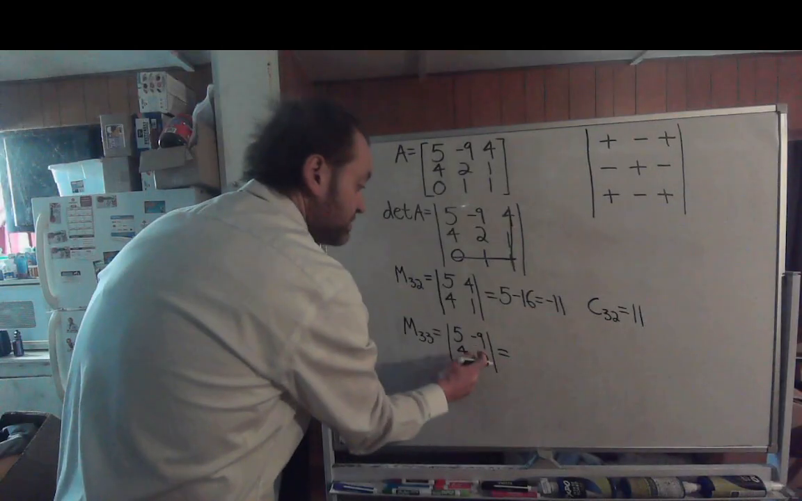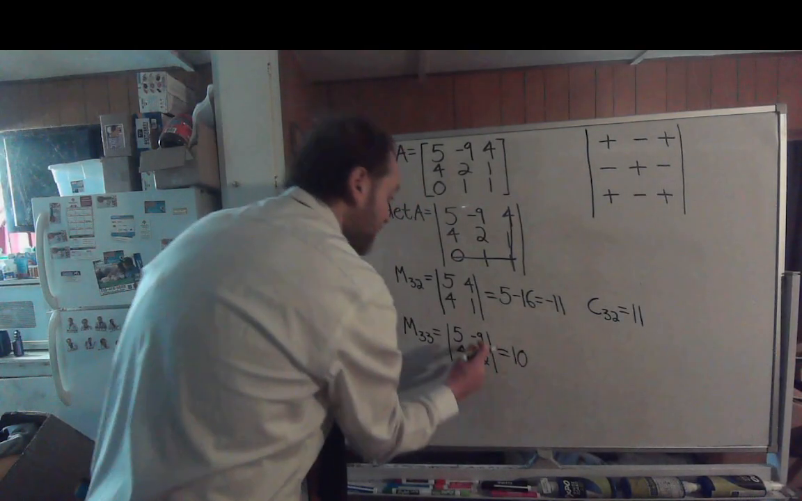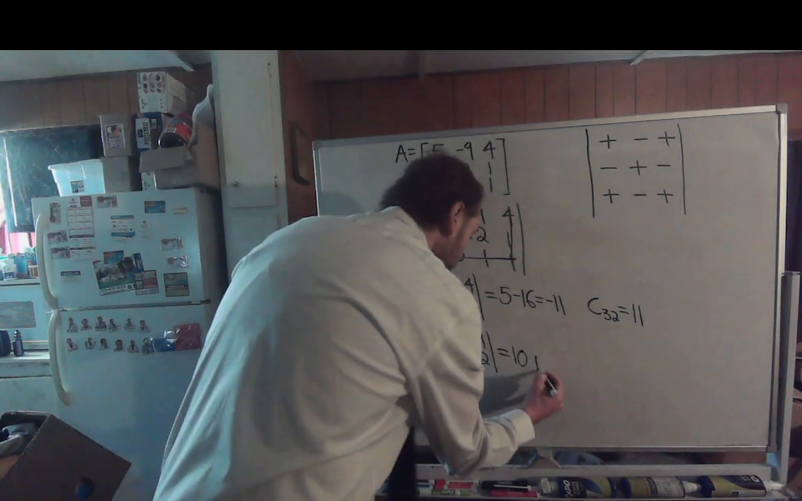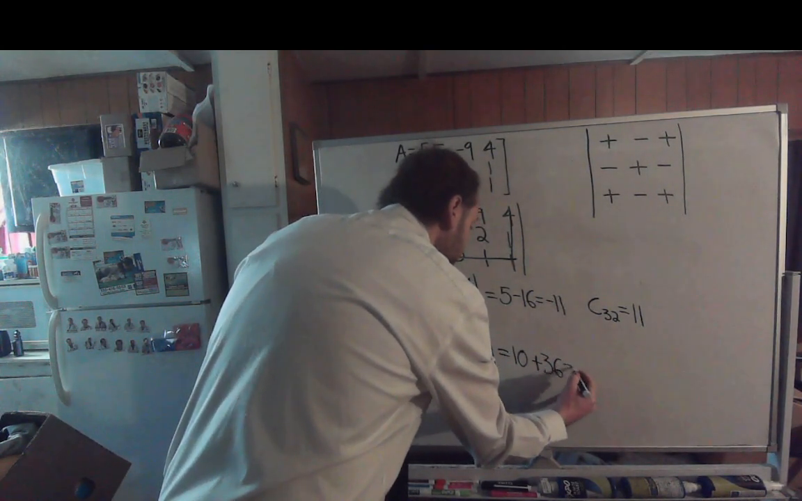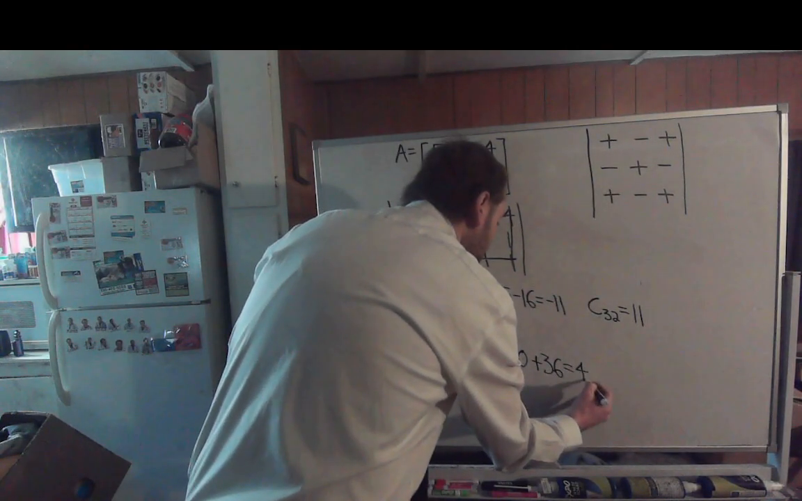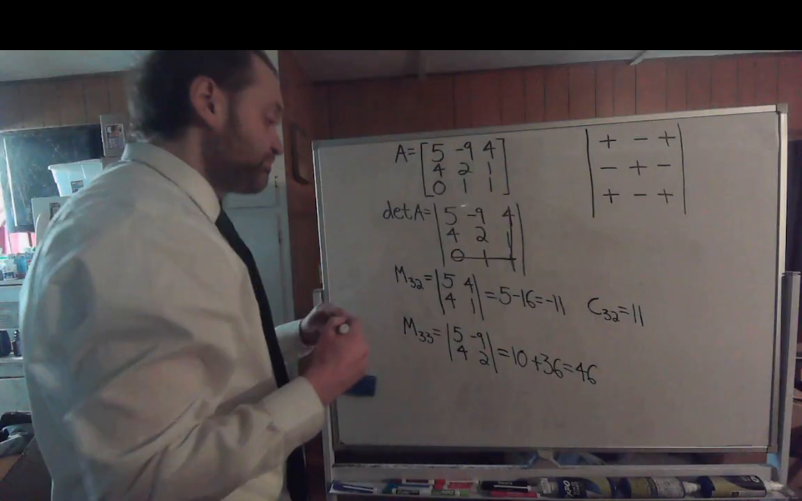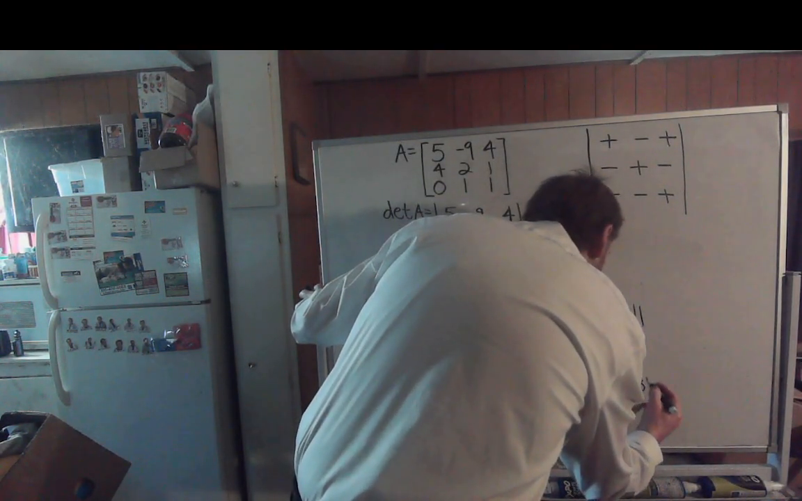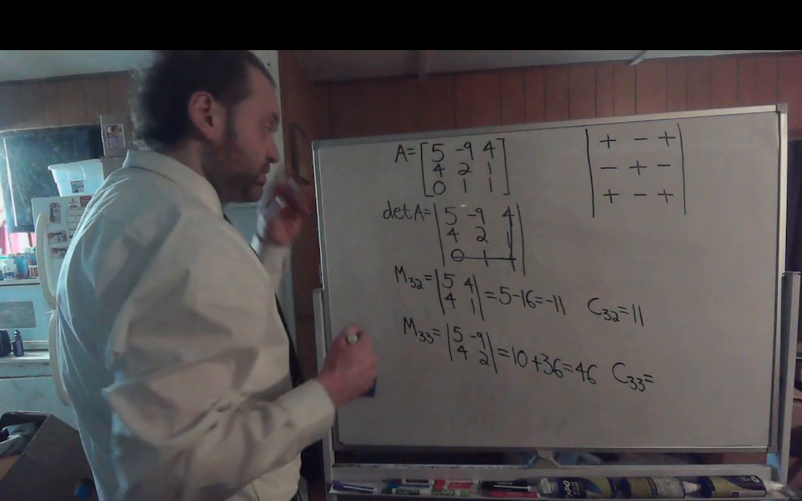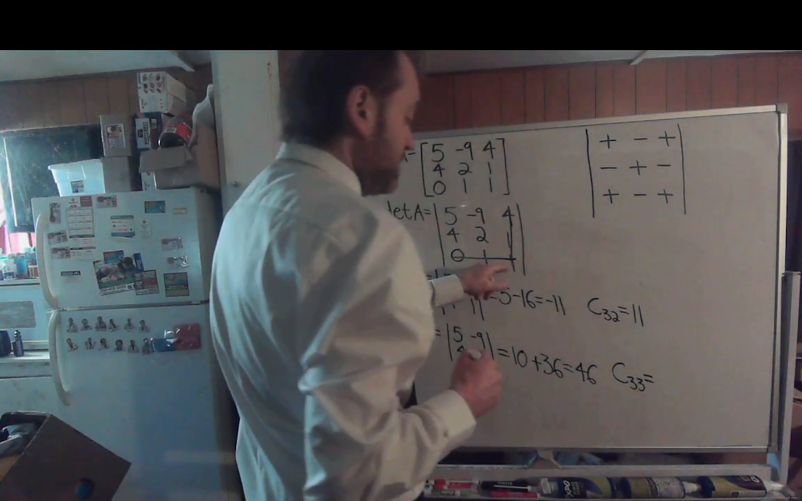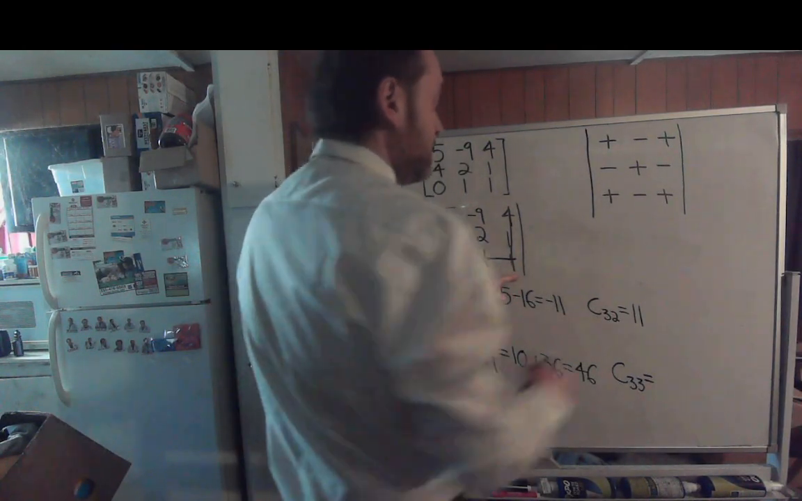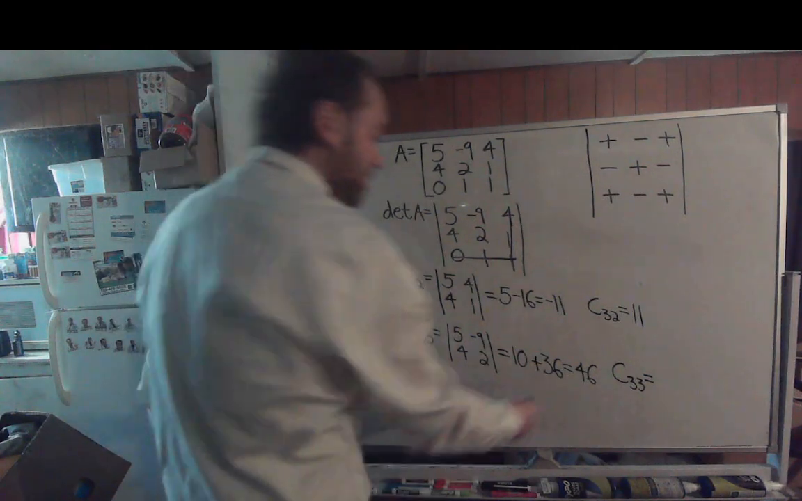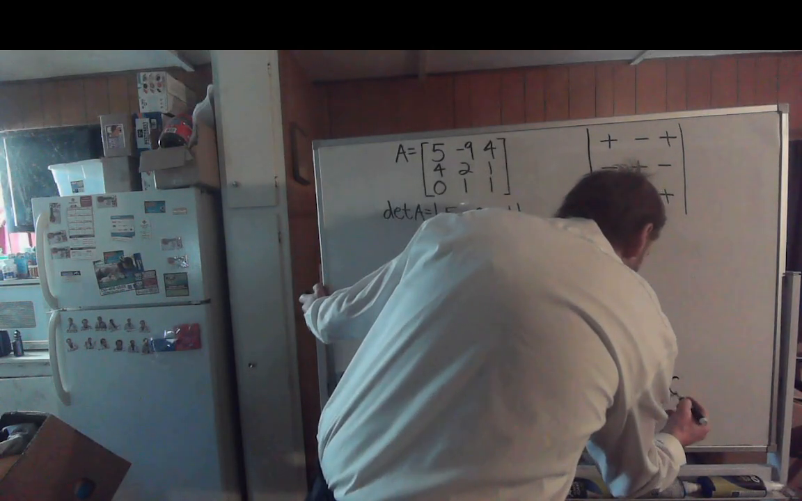Alright, so 5 times 2 is what? That's 10. Minus negative 9 times 4, that'd be plus 36, which would actually be 46. Alright. So now we need to find cofactor 3, 3. To find that, according to the coefficient matrix where I dealt with that coefficient of 1, the sign should be positive. So if I take positive that minor 46, my cofactor will also be 46.